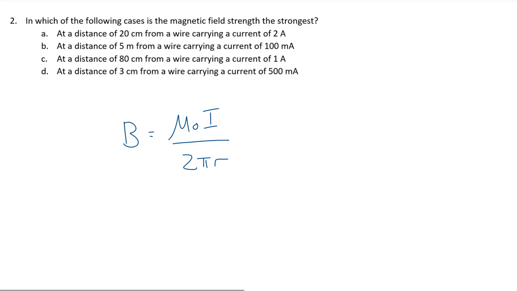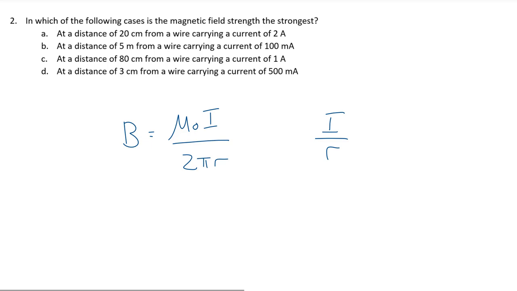Hence, as we want to compare different values for different currents and distances, we are only concerned with the I divided by the R. The μ0 over 2π will remain the same. These are simply constants. We want to figure out in which of these 4 cases is I divided by R the largest. To do this, I will use the currents in amps and the distances in meters. I can of course use other units, but whatever units I use, I have to use those same units in all 4 cases.